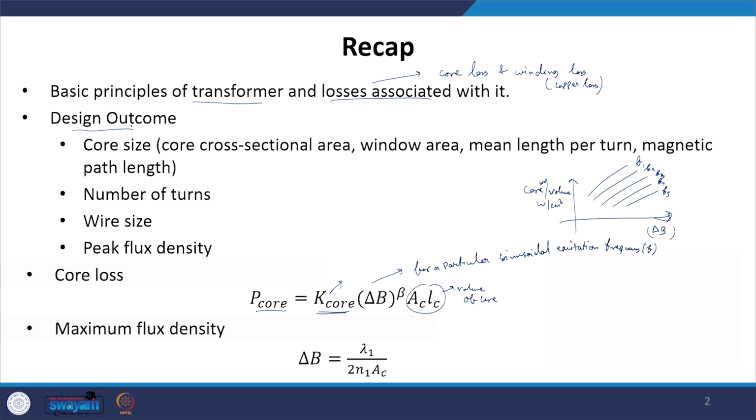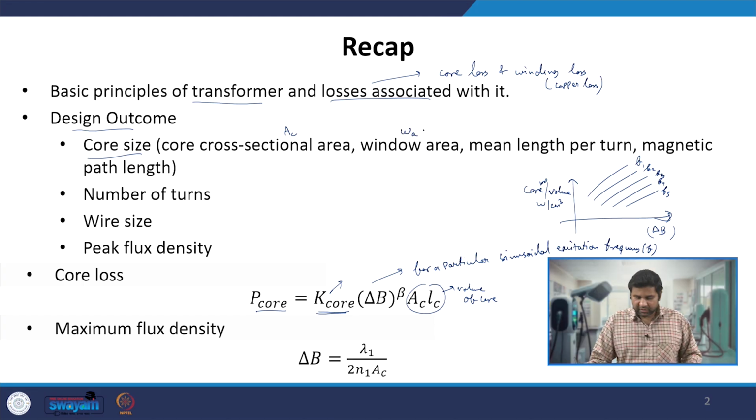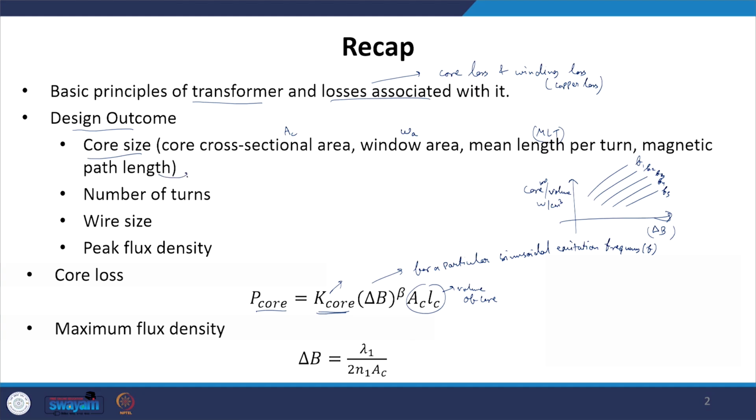Now, in order to physically realize the transformer, the outcome of the design will be the size of the core, which includes the core cross section area, which we have represented by AC. The window area, which we will see later, is defined by WA; we will also see what window area means. Then the mean length per turn, generally abbreviated as MLT, and we will also see what MLT means, and the magnetic path length, given as LC.